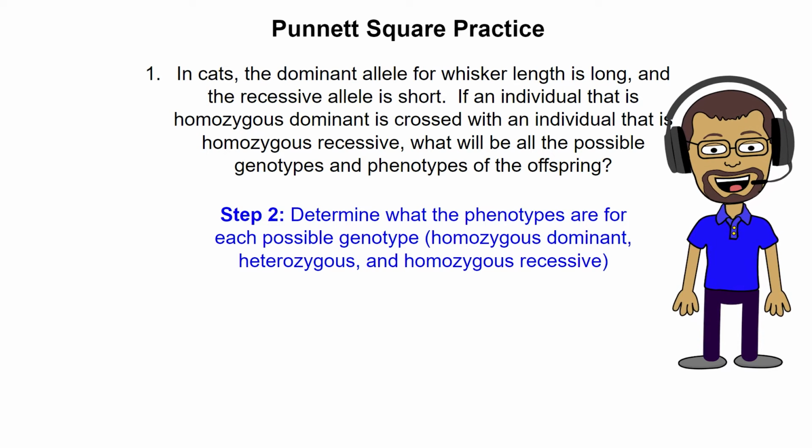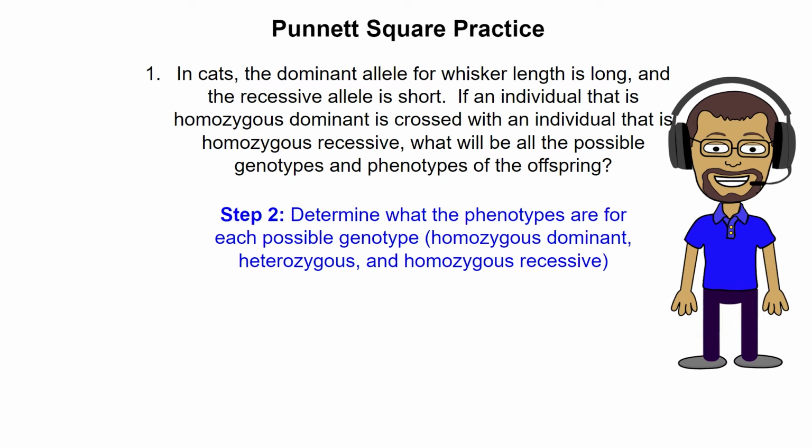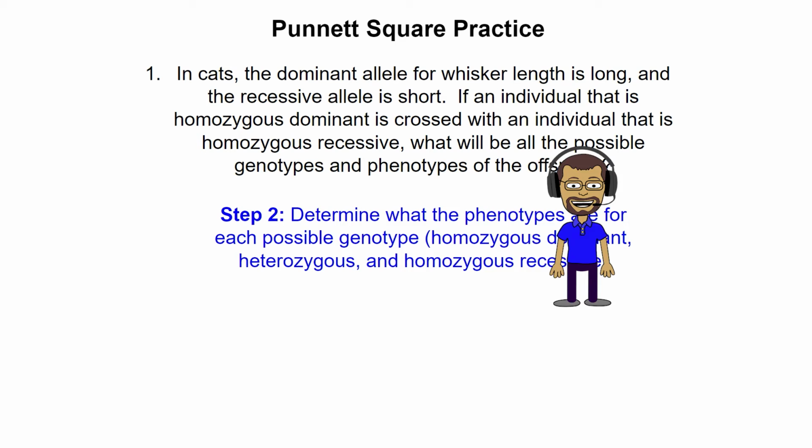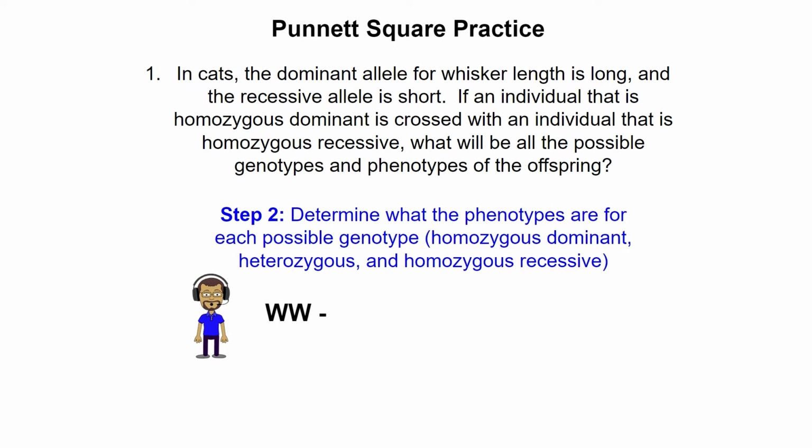Remember that's homozygous dominant, heterozygous, and homozygous recessive. So since we're using W, homozygous dominant is going to look like this, big W, big W. Heterozygous is going to look like this, big W, little w, and then homozygous recessive is going to be little w, little w.